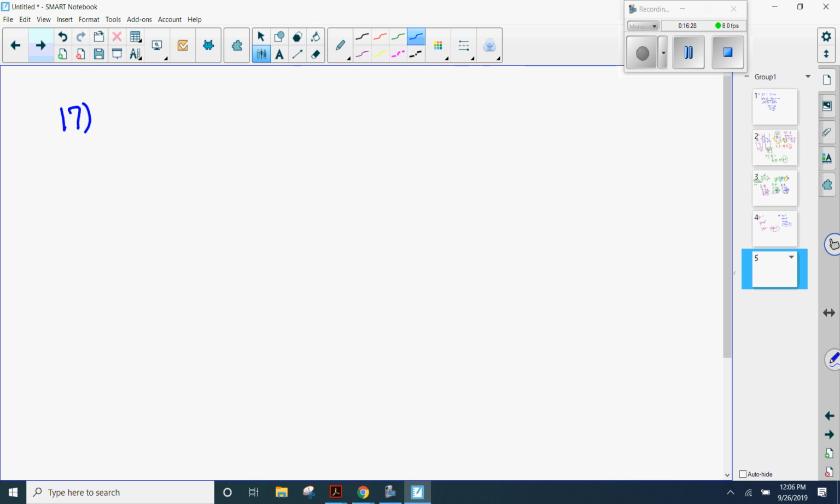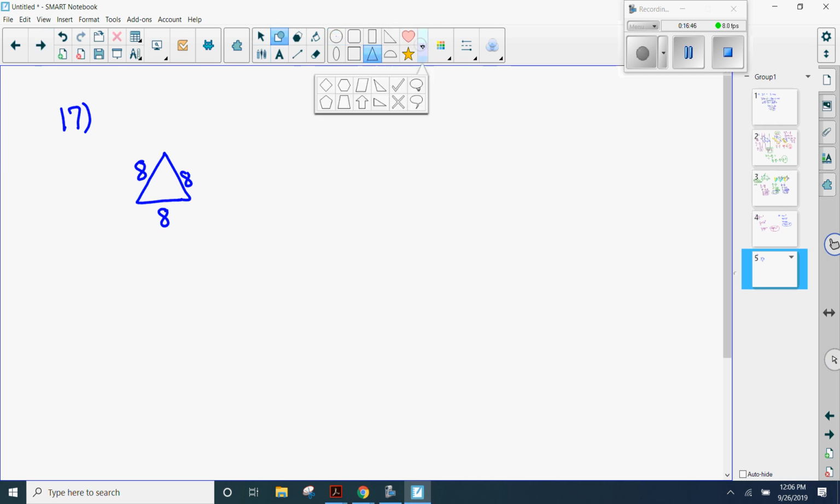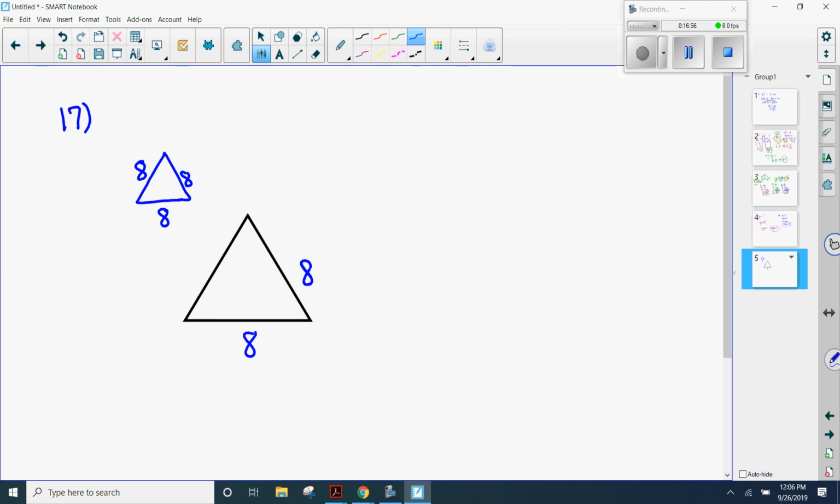Number 17, an equilateral triangle has a perimeter of 24 meters. So equilaterals, every single side is going to be congruent. So what is the length of each side? 8. So each side has a length of 8.